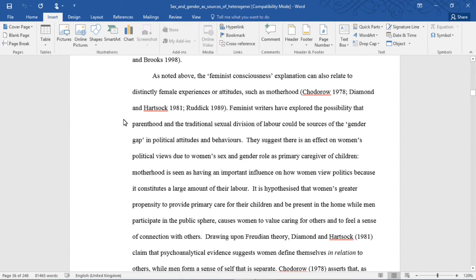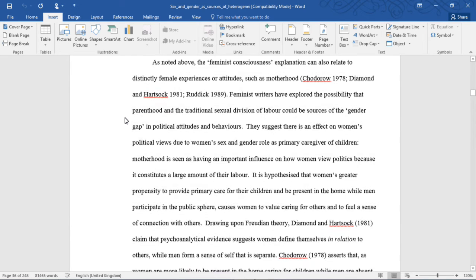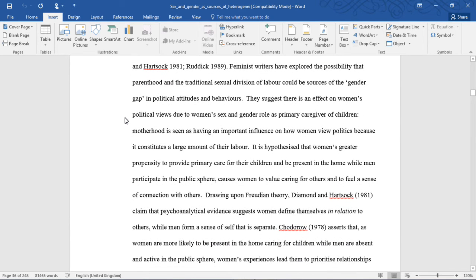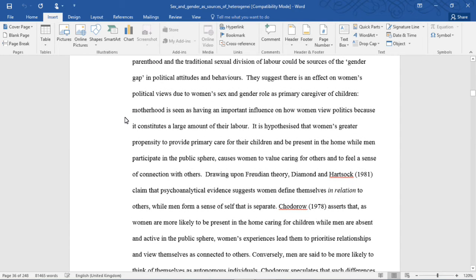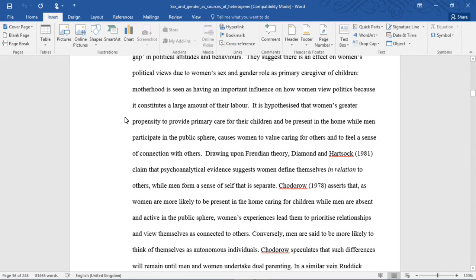As noted above, the feminist consciousness explanation can also relate to distinctly female experiences or attitudes, such as motherhood. Feminist writers have explored the possibility that parenthood and the traditional sexual division of labor could be sources of the gender gap in political attitudes and behaviors. They suggest that there is an effect on women's political views due to women's sex and gender role as primary caregivers of children. Motherhood is seen as having an important influence on how women view politics because it constitutes a large amount of their labor.